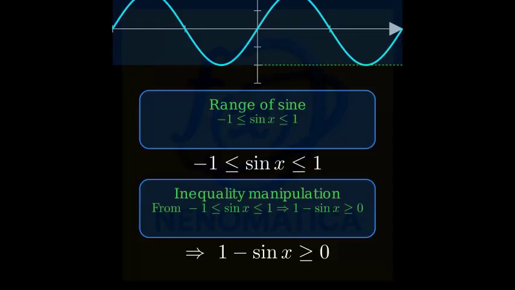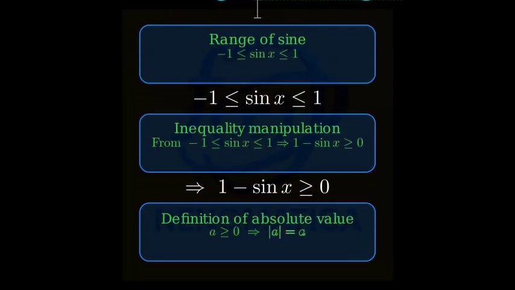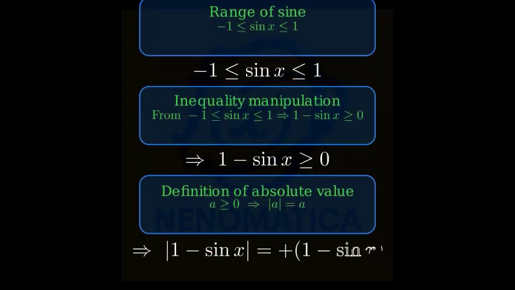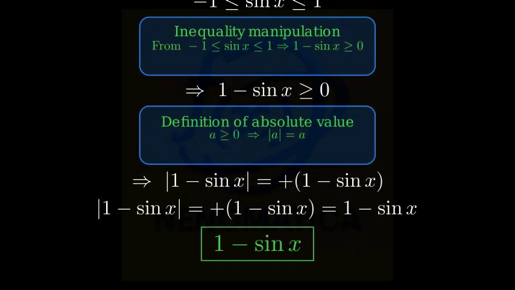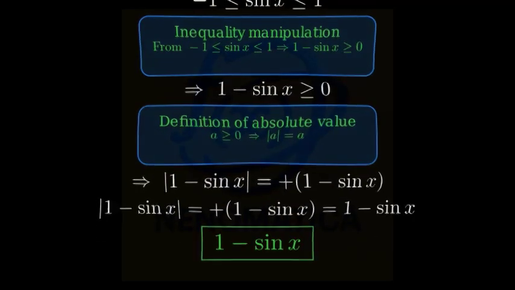Step 3. Apply the definition of absolute value. If a quantity is non-negative, its absolute value equals itself. Therefore, the absolute value of 1 minus sine x equals plus, open parenthesis, 1 minus sine x, close parenthesis. Step 4. Simplify by removing the explicit plus sign. So the expression becomes 1 minus sine x. That is the simplified result without absolute value bars.